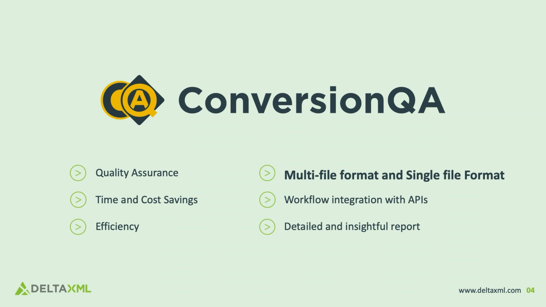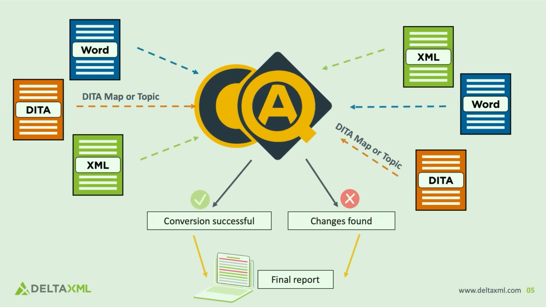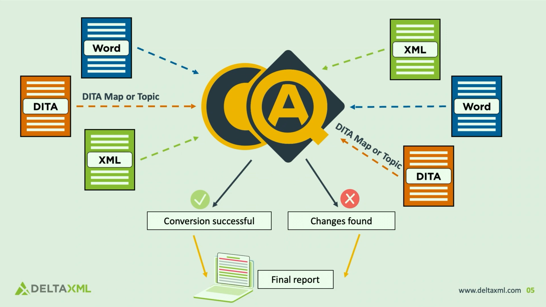But today in my presentation, I'm actually going to talk about the inputs which go into ConversionQA, and those can be a single file format of XML or a multiple file format of XML like DITA Map. So the focus today is actually DITA Map. When we look at the ConversionQA workflow, it can take an input such as docs, DITA Map, DITA topic, or any other XML document.